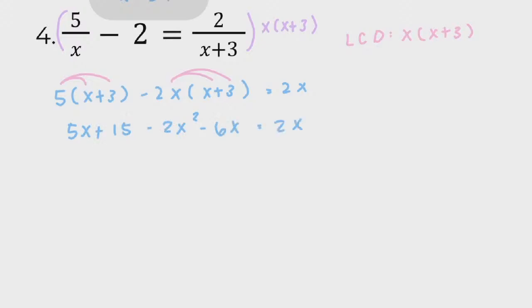And this is going to be a quadratic, so I'm going to move everything to one side. So we get negative 2x squared, and we have negative 3x, or sorry, positive 3x, and then minus 6x, so that's going to be negative 3x plus 15.